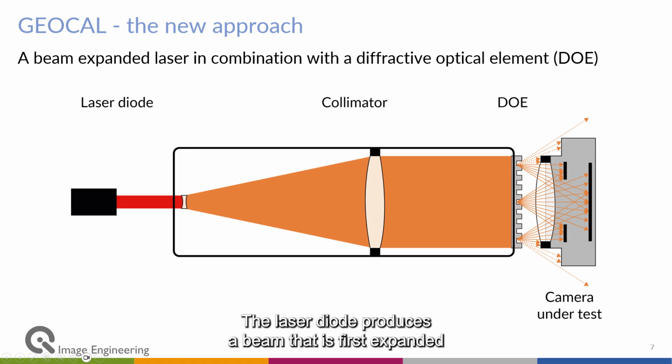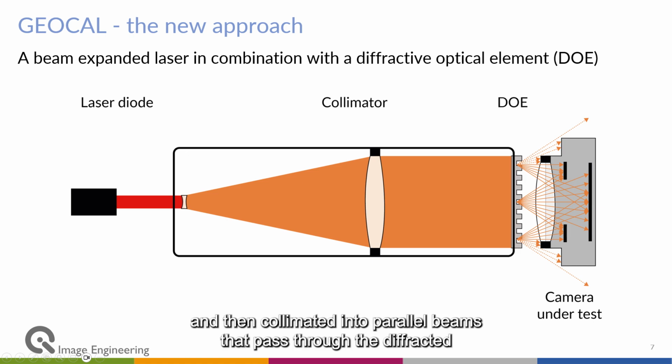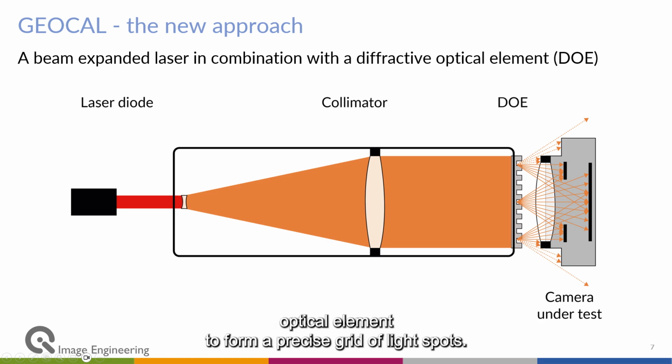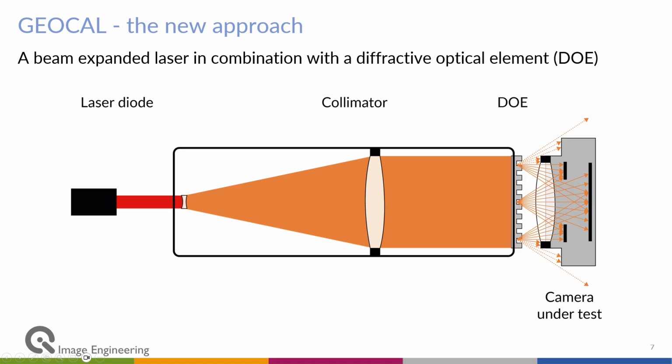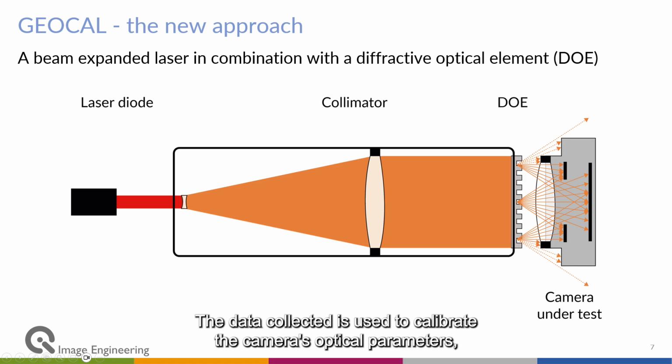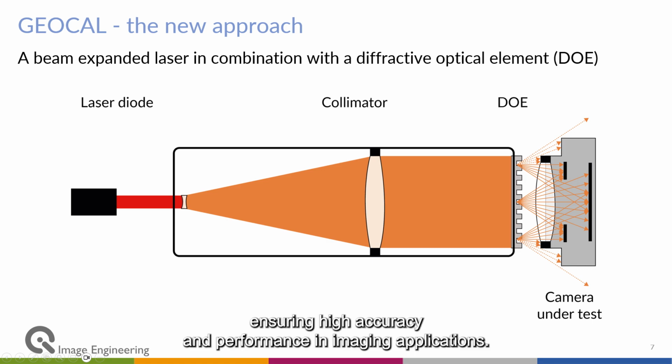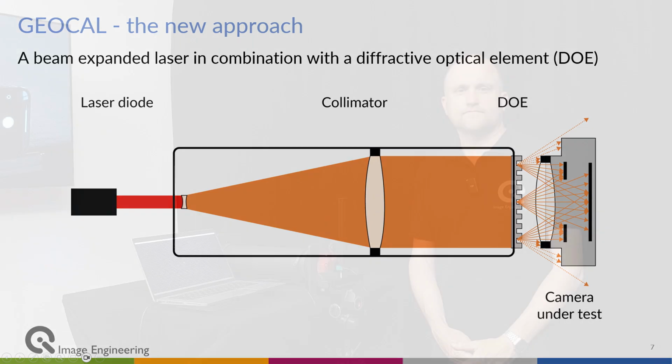The laser diode produces a beam that is first expanded and then collimated into parallel beams that pass through the diffractive optical element to form a precise grid of light spots. The camera under test captures this grid. The data collected is used to calibrate the camera's optical parameters, ensuring high accuracy and performance in imaging applications.